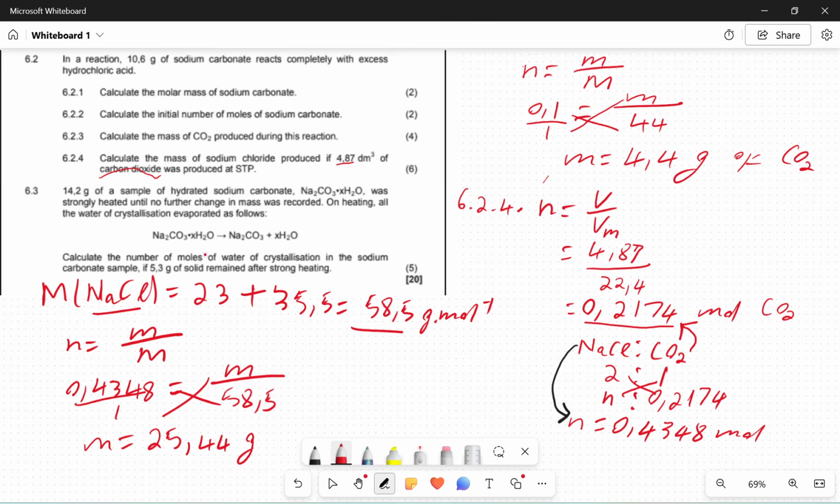For this one of water of crystallization, guys, can you just do it on your own and send me the answers in the comments section?